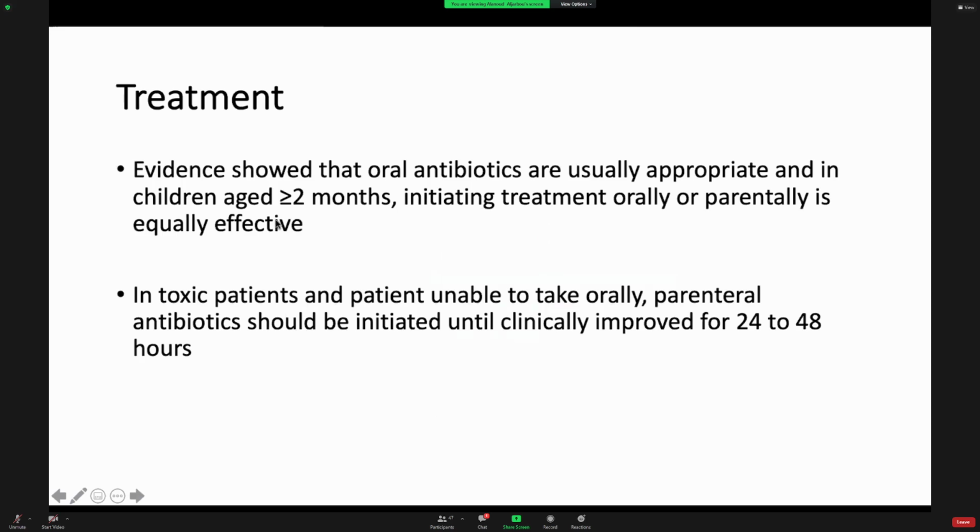So for treatment, we will go with oral or IV. Evidence showed both are comparable in efficacy, especially in children more than 2 months. If less than 2 months, because it's difficult to give oral and we don't know about the absorption in those young children, we will prefer IV. In ill and toxic children, it's better to give IV until they improve, then we can shift to oral.